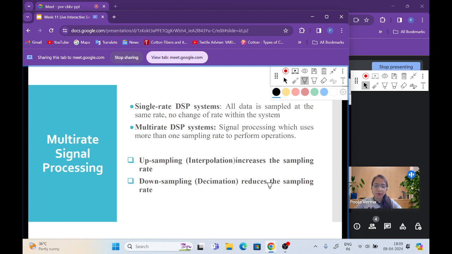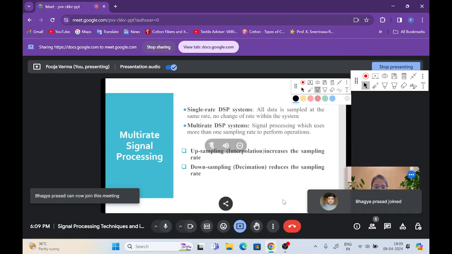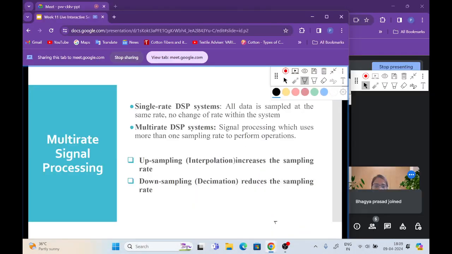Here we are basically performing two operations. One is upsampling or interpolation, and the other is downsampling or decimation. In upsampling we increase the sampling rate, and in decimation we reduce the sampling rate.